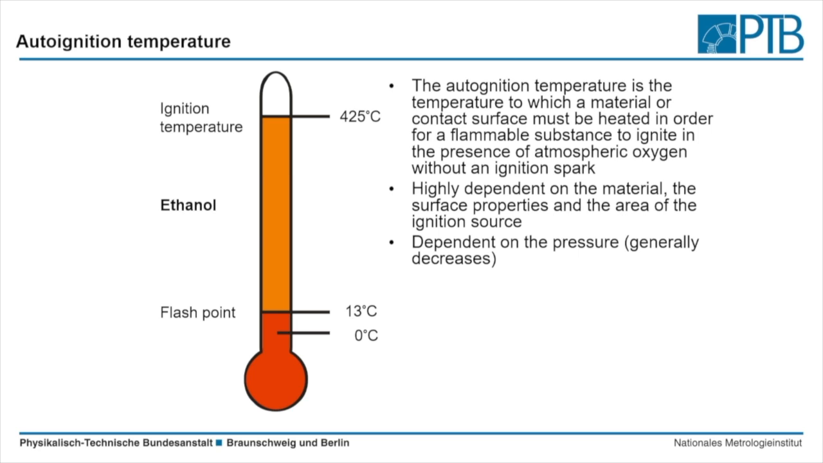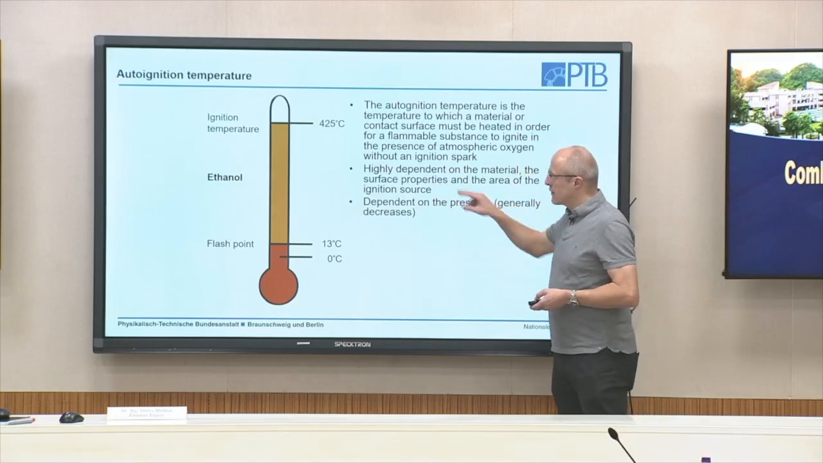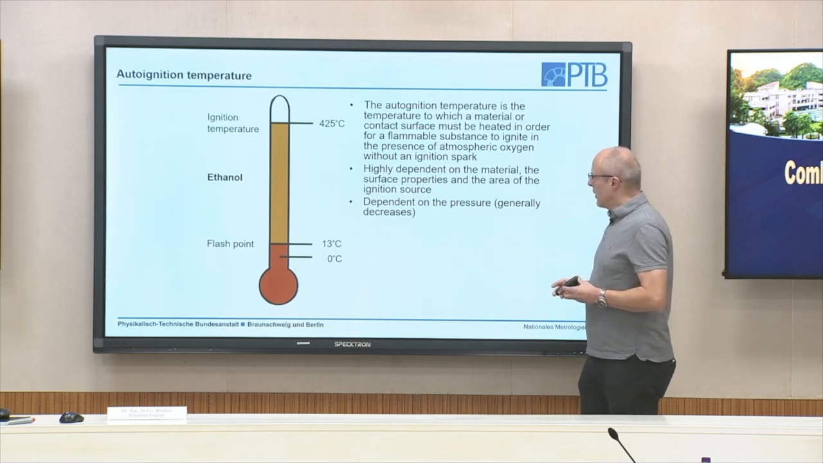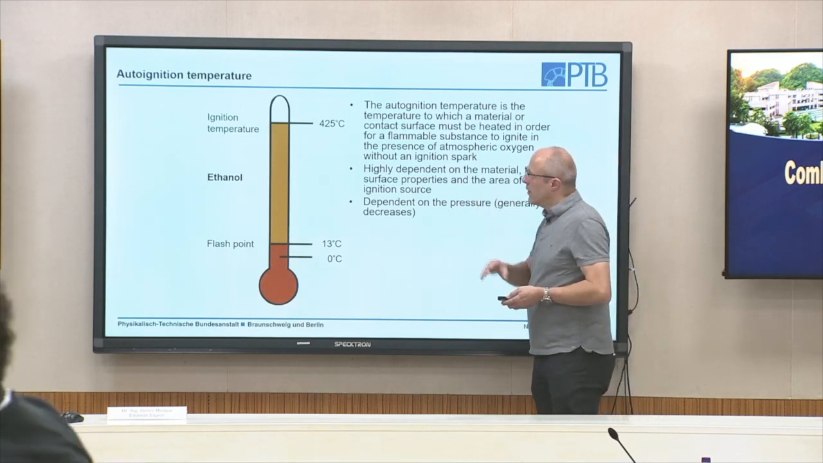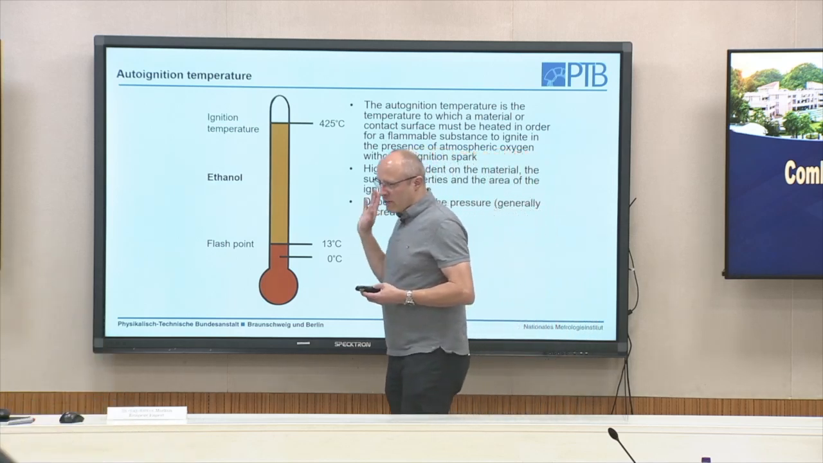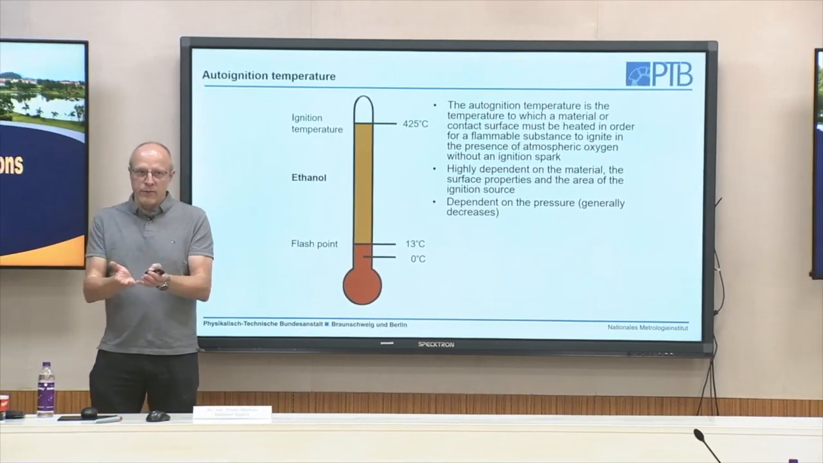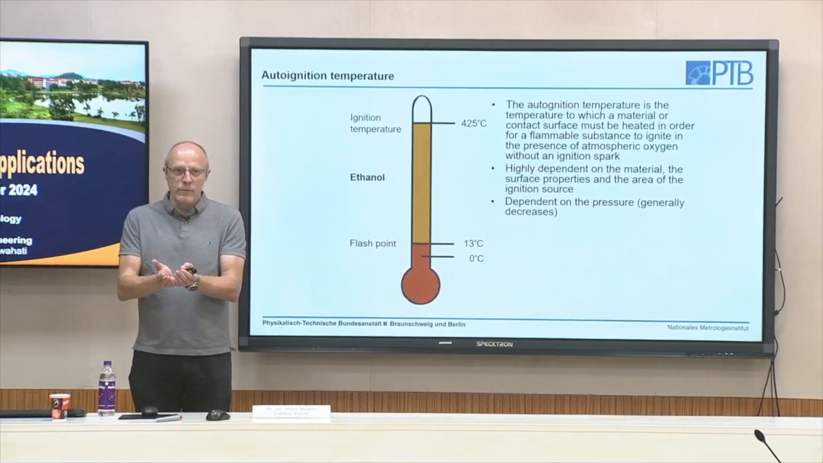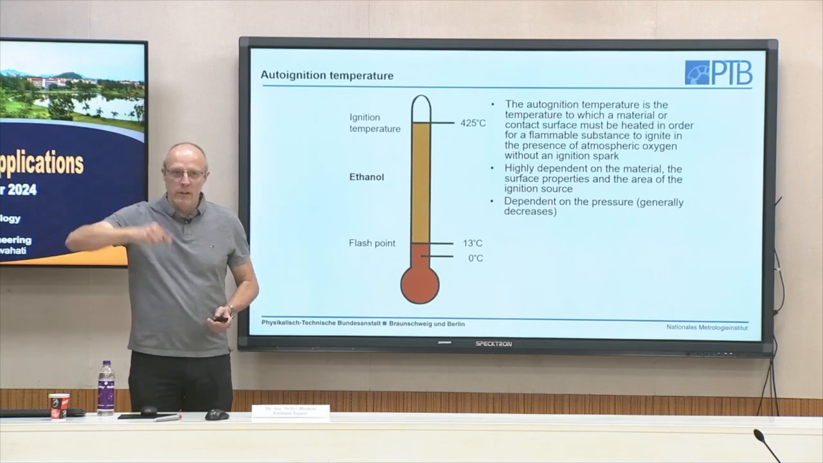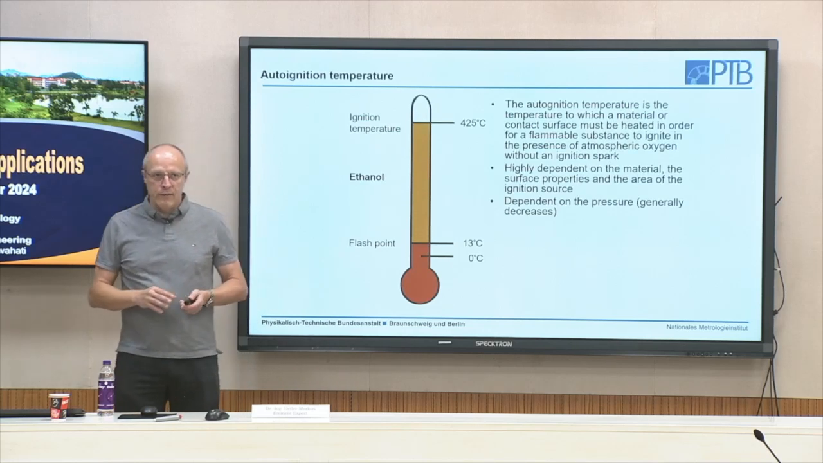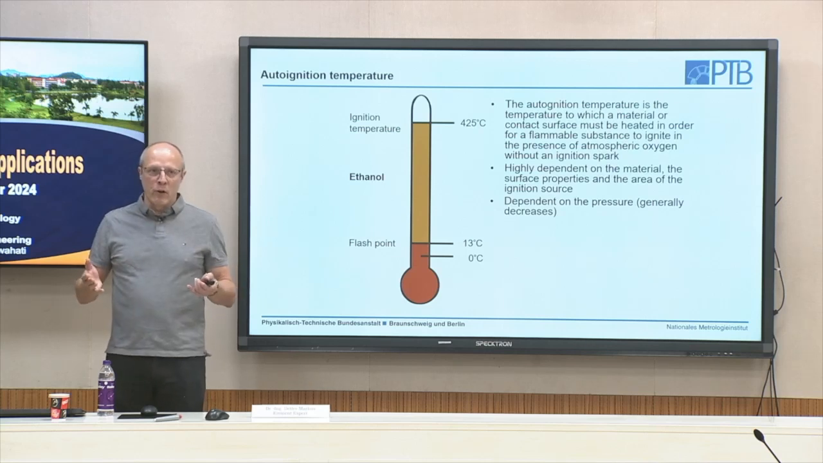There are some influences, of course. We are talking about the ignition in a closed vessel, so we have to consider the material of the vessel and the surface properties of the vessel, and the area of the ignition source. I don't have an image here, but for liquids, for example, we have a specific glass flask in a heated oven, and we drop some droplets of the liquid into this glass flask and look from the top: do we see a flame or not?